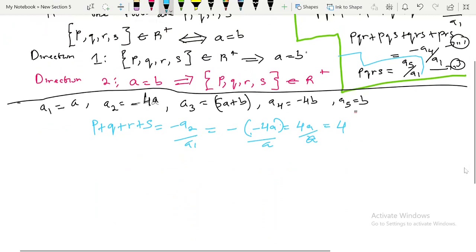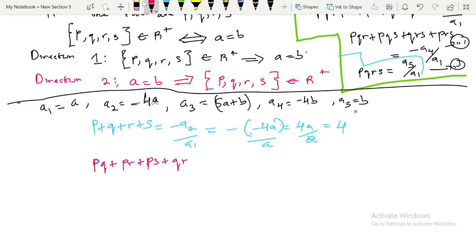PQ. Okay, let me use another color now. PQ plus PR plus PS plus QR plus QS plus RS is equal to, we know the first one was minus, the second one should be plus. It's A3 over A1, which is 5A plus B over A, which is like 5 plus B over A, right?